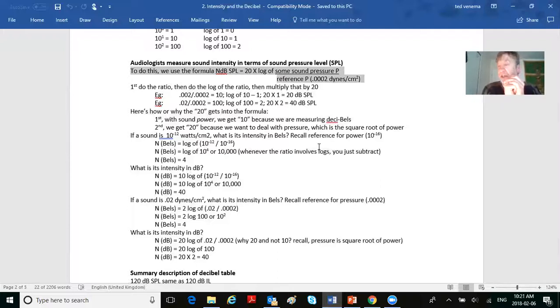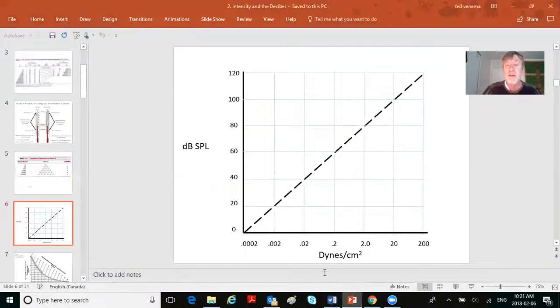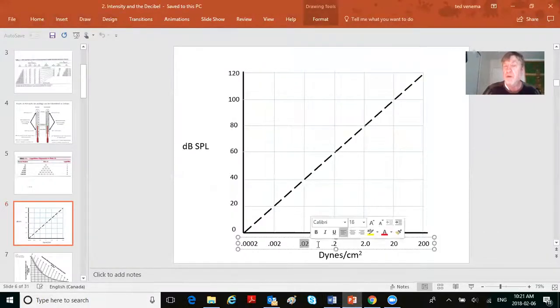dB SPL. Okay, what if you're trying to find some decibel amount from some pressure? So there's your formula. It's got three pieces to it, and we'll start at the left. The first part is some sound pressure, right where I'm highlighting here. That sound pressure could be 0.2, could be 2, could be anything.